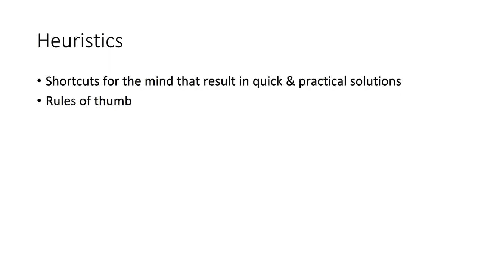Think of heuristics as rules of thumb that are buried in our subconscious. They're shortcuts that the mind grabs and uses, and they result in quick and practical solutions. For example, if I ask you, How far is it from Sacramento, California to Dry Fork, West Virginia?